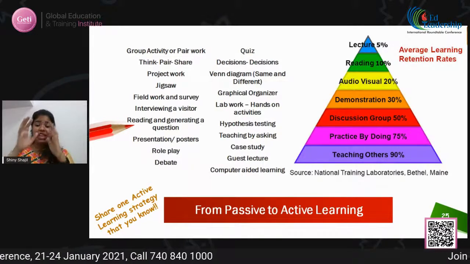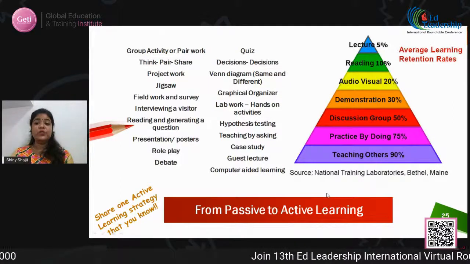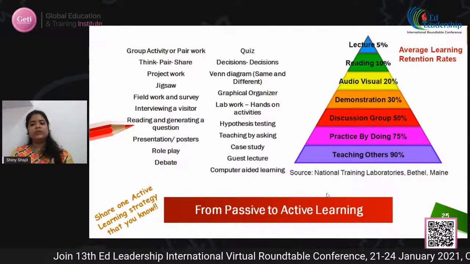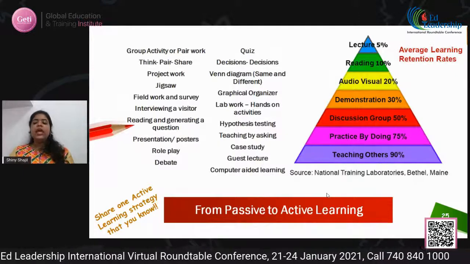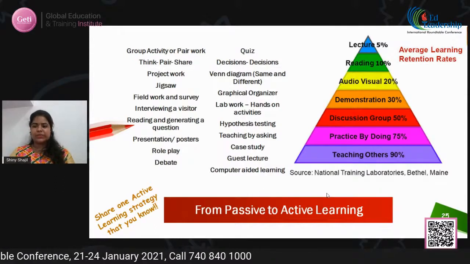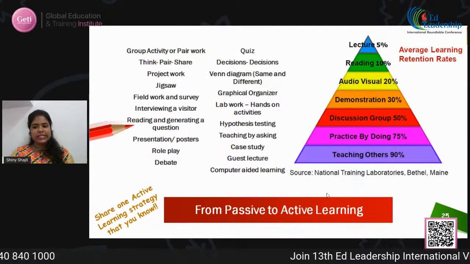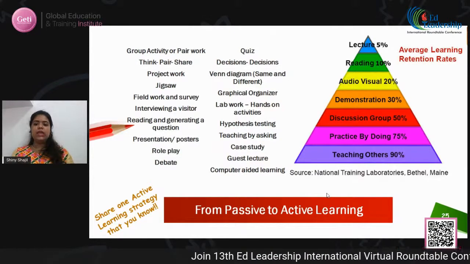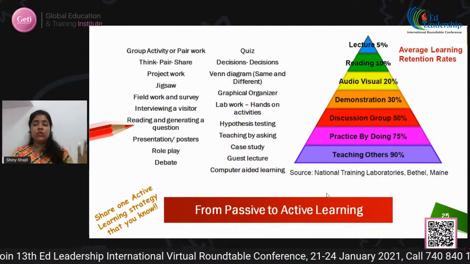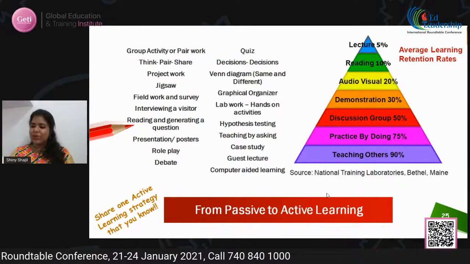If each of your sessions has a group work or a pair work, it means that you're successful as a teacher, because you are allowing them to communicate. You are providing them with a more knowledgeable other apart from you. Then think, pair and share, which is again a pair work. Project work. Jigsaw is a different type of activity, which is a group work. Then field work and survey, where they experience it. Interviewing a visitor is very difficult. You have to do a lot of research and then you get to interview. Reading and generating a question, asking a question, is also difficult.